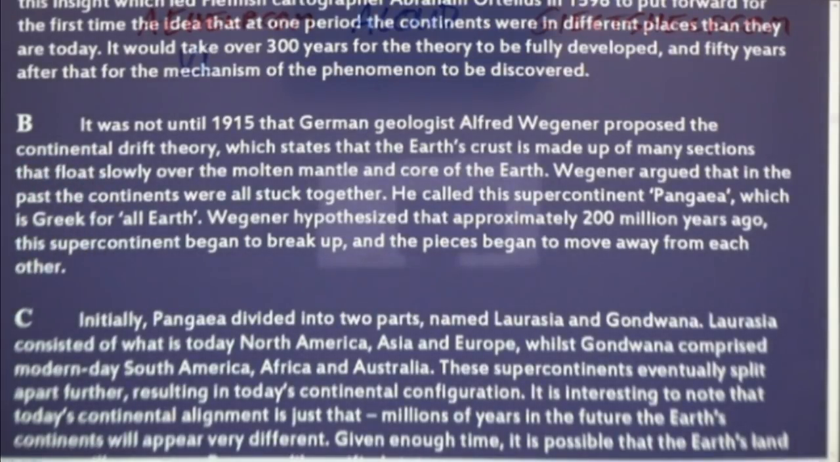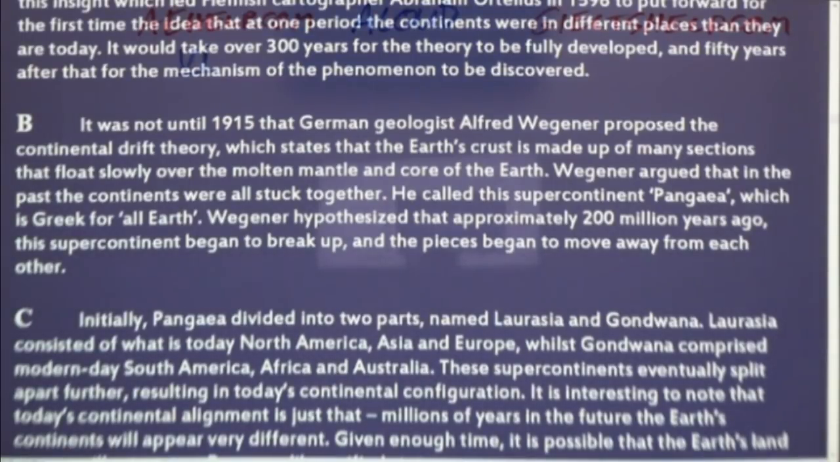It was not until 1915 that German geologist Alfred Wegener proposed the continental drift theory, which states that the Earth's crust is made up of many sections that float slowly over the molten mantle and core of the Earth. Wegener argued that in the past, the continents were all stuck together. He called this supercontinent Pangaea, which is Greek for all Earth. Wegener hypothesized that approximately 200 million years ago, this supercontinent began to break up and the pieces began to move away from each other. Okay, good.